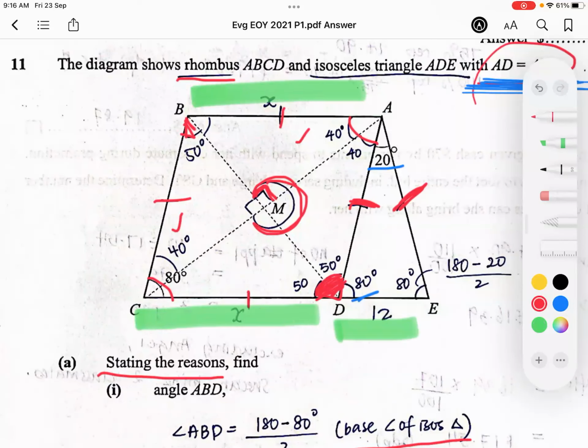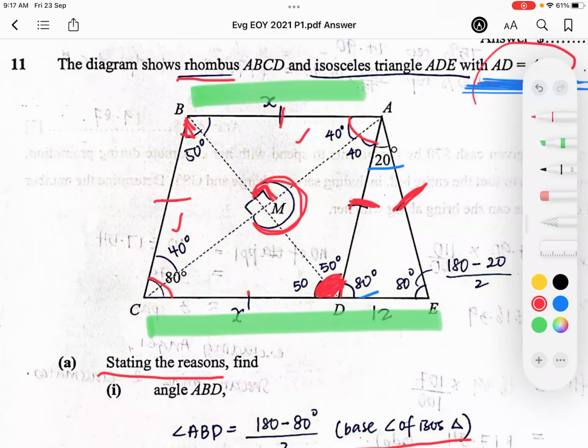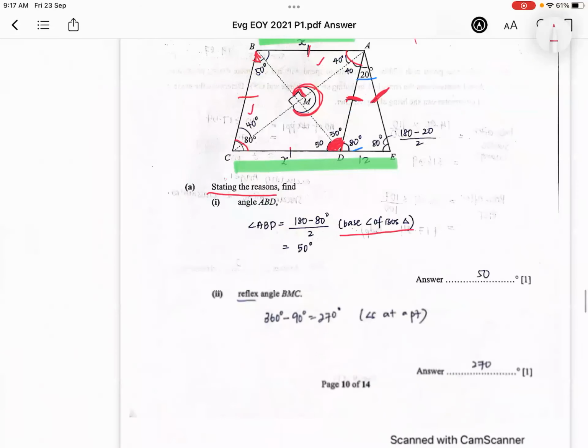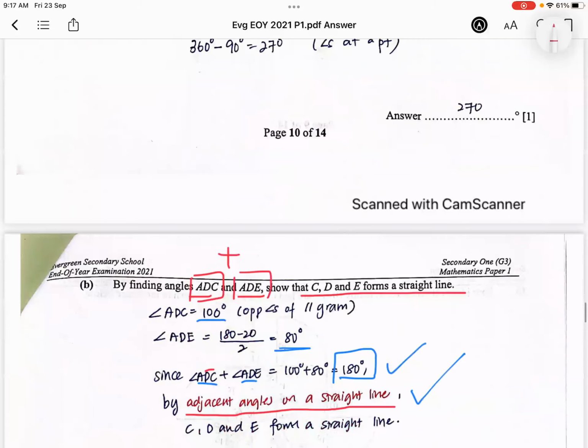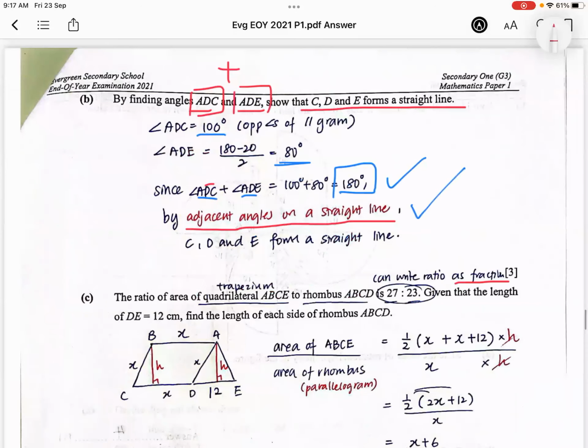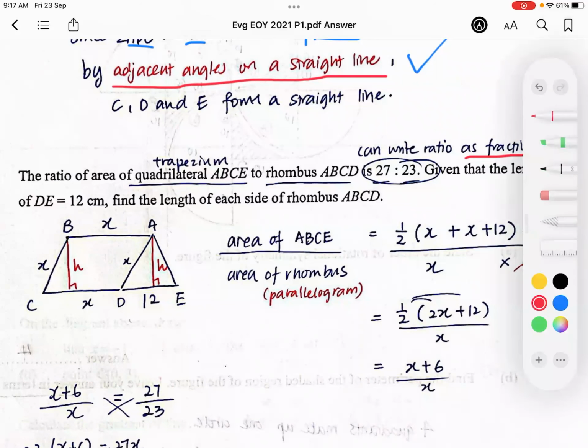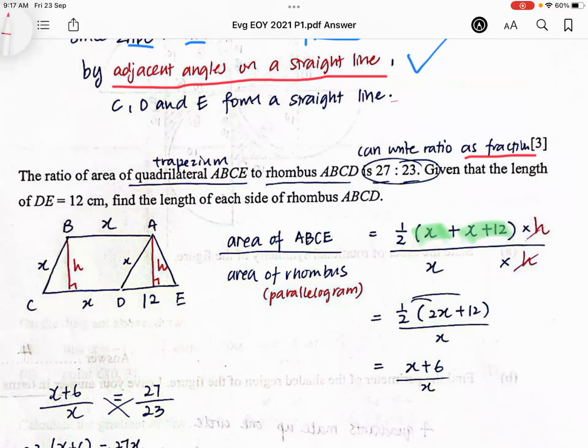How much is this whole portion? What is CE? X plus 12. So I know these two portions already, this is X plus 12. So the area of the quadrilateral, which is the area of the trapezium ABCE. I know the area of a trapezium is half times A plus B, times the height. Then my student asked me, sure, what's the height? I also don't know the height.